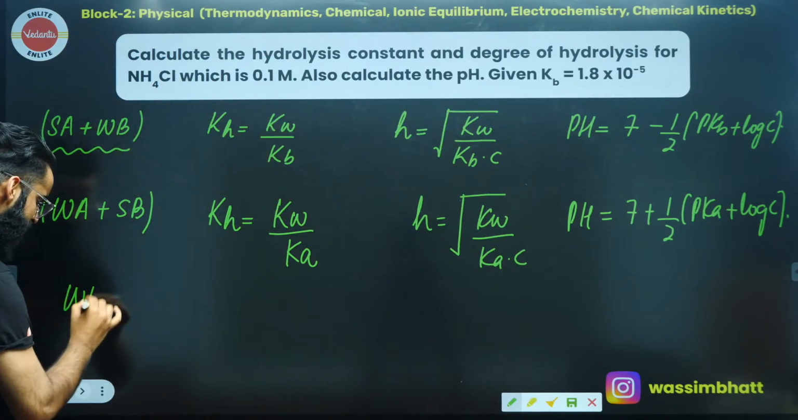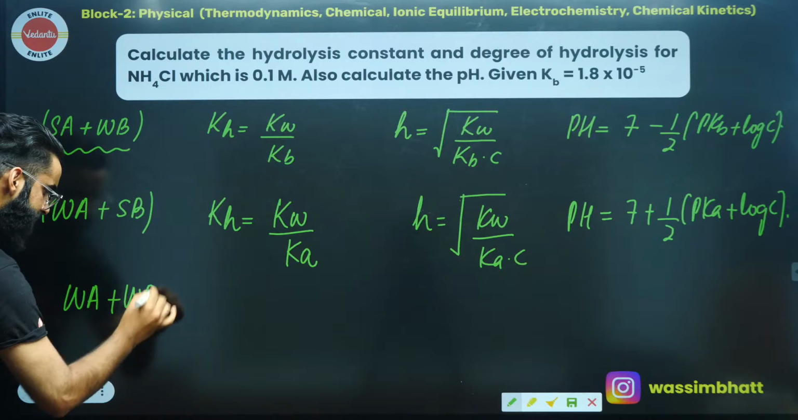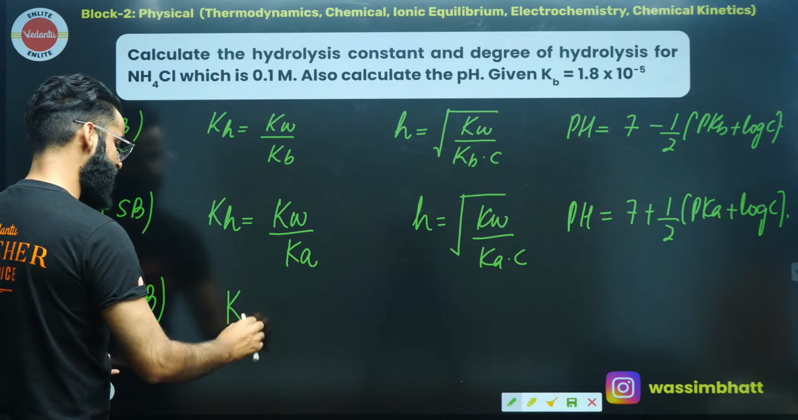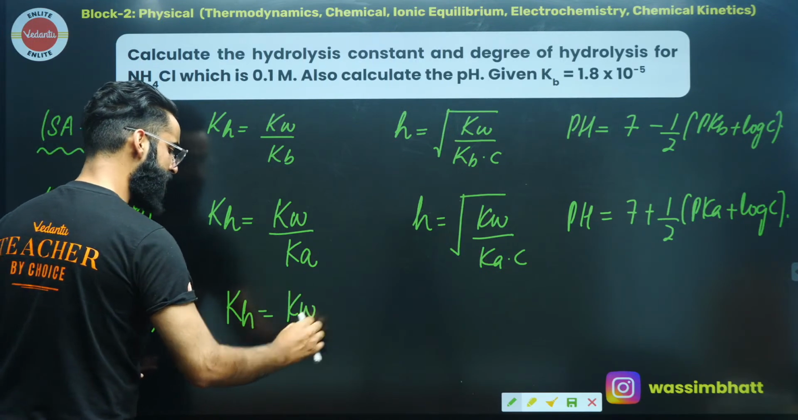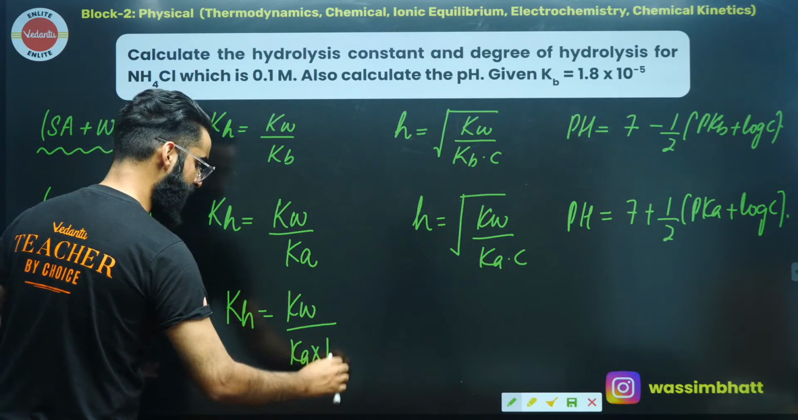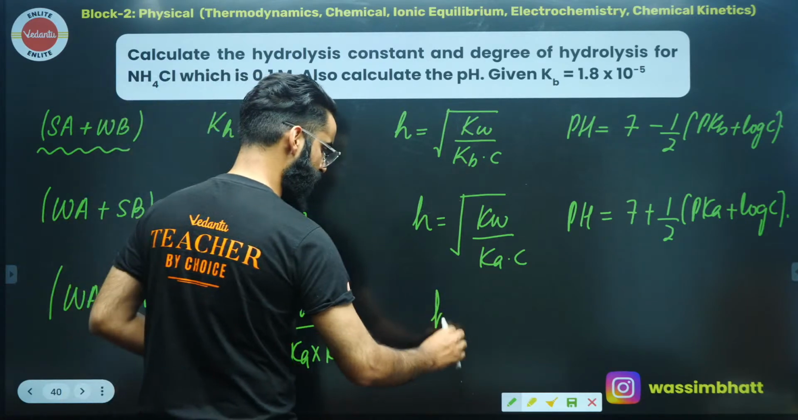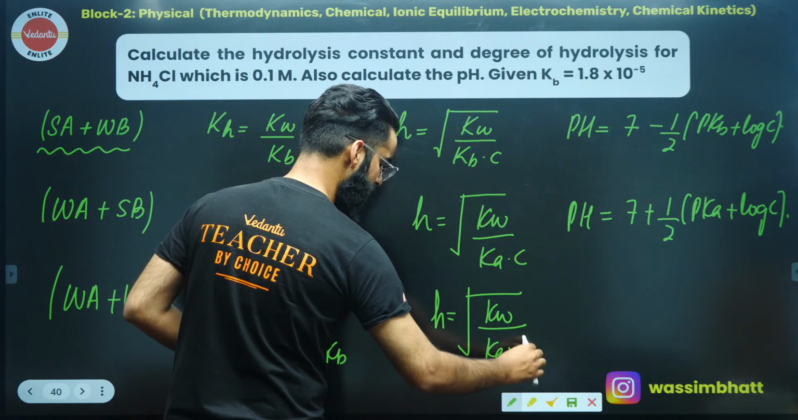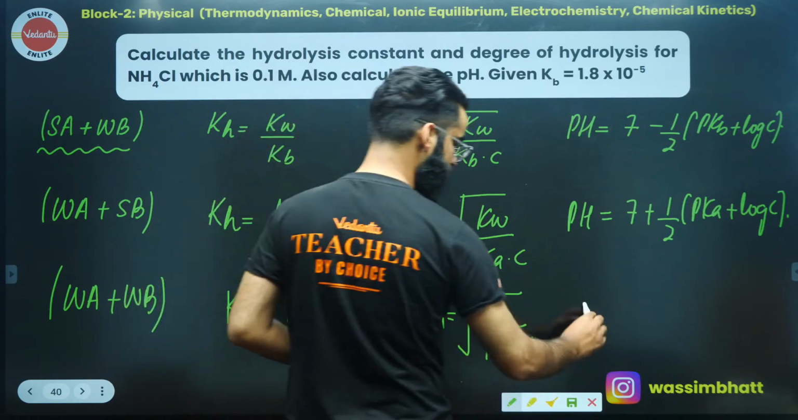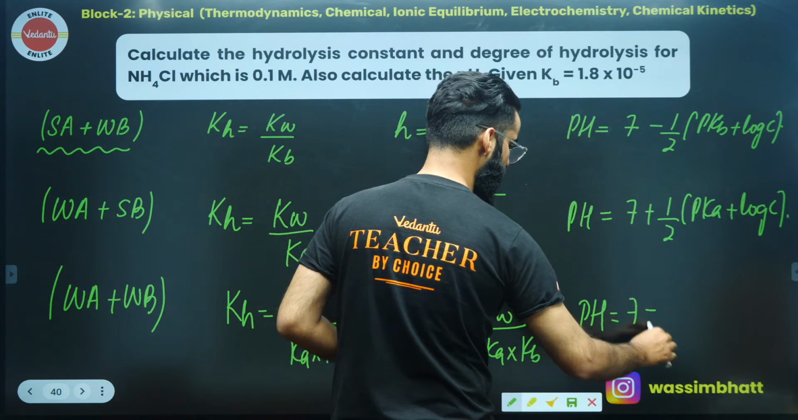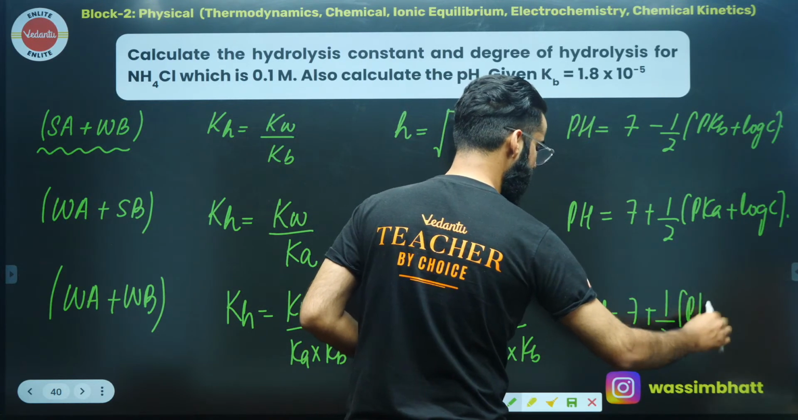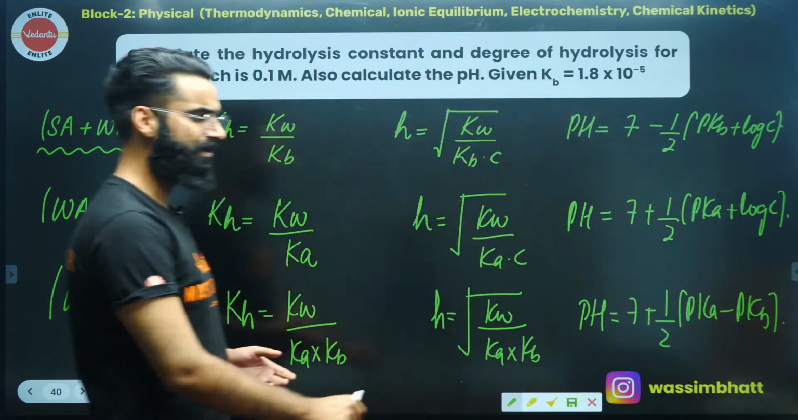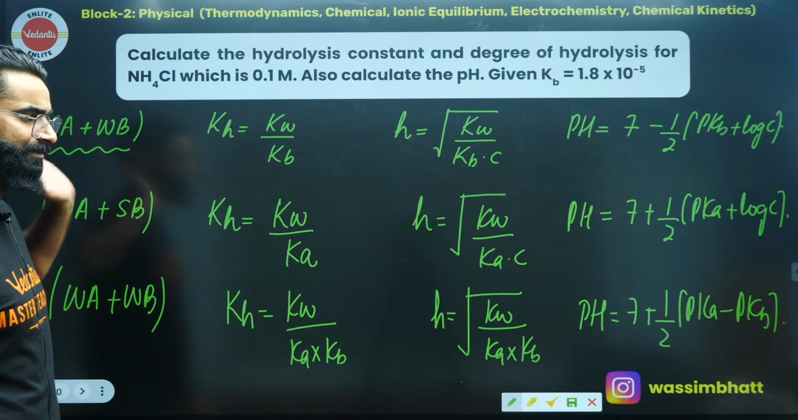Whenever the salt of a weak acid and a weak base undergoes hydrolysis, how do we calculate its KH? Its KH is calculated by the formula Kw divided by Ka multiplied by Kb, right? And its h is going to be the square root of Kw divided by Ka multiplied by Kb, and its pH is going to be equal to 7 plus half of pKa minus pKb. These are the direct results which you need to remember, and you can solve the questions in lesser time if you just remember these results.